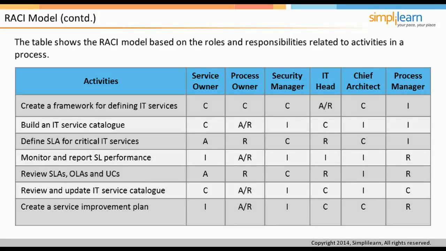The table given here shows the RACI model based on the roles and responsibilities related to activities in a process. It lists some activities and shows whether the service owner, process owner, security manager, and so on are responsible or accountable for a certain activity. It also lists the activities they are consulted for or informed about. Next, we will focus on the types of service providers.